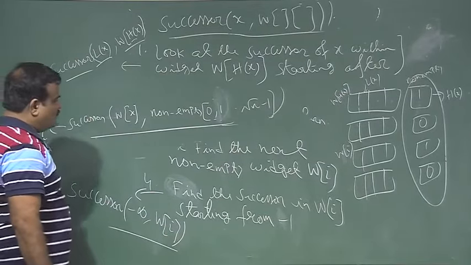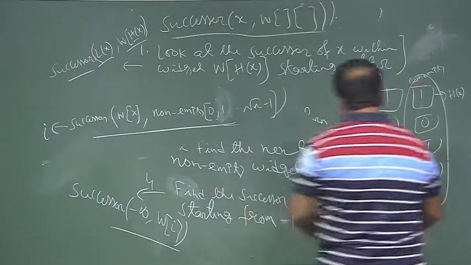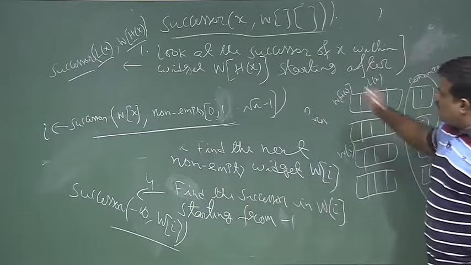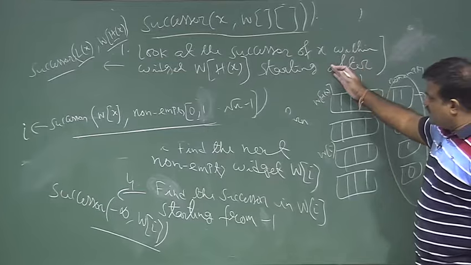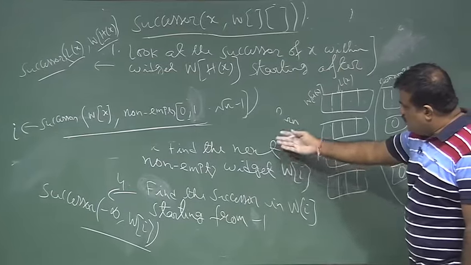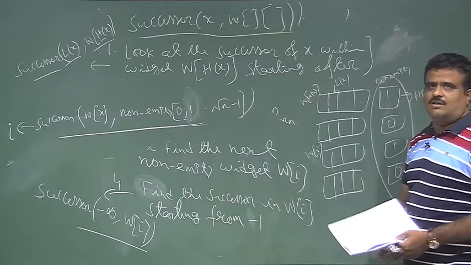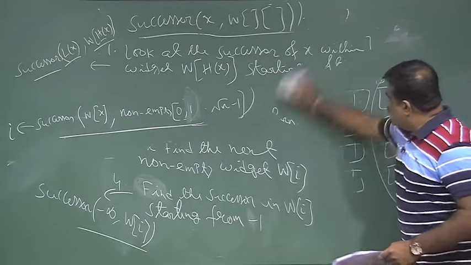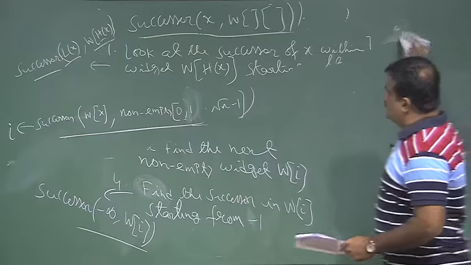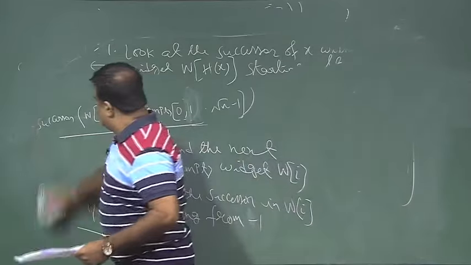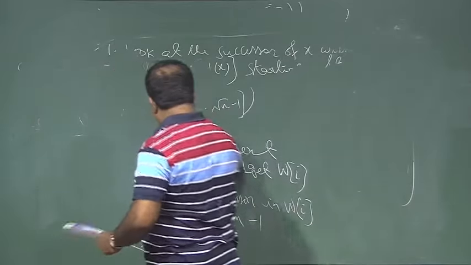So this is also a successor call. So how many successor calls? In the worst case, if we are not getting it here, then we have to go for this call and this call. So 3 successor calls, but we want to have only 2 successor calls. So how can we get it in 2 successor calls? So we have 3 successor calls.